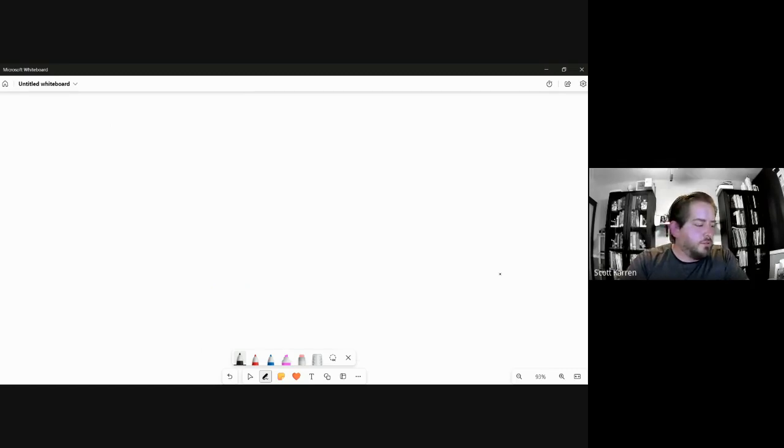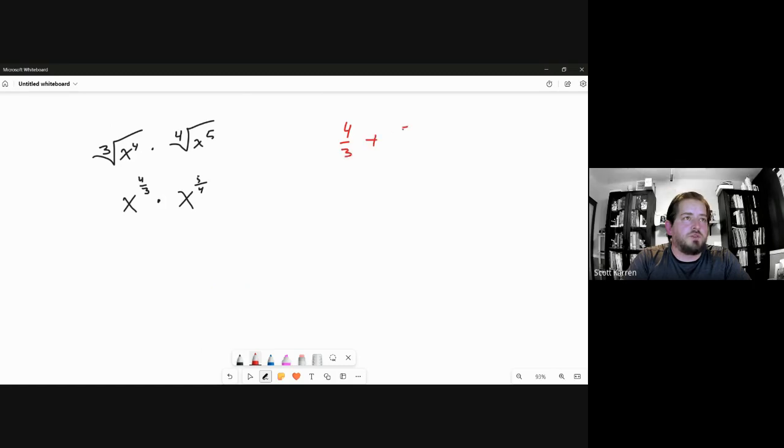So let's say I have, I don't know, the 3rd root of x to the 4th. And I want to multiply that by the 4th root of x to the 5th, we'll say. Once again, the very first thing I want to do is turn these into rational powers. So this is x to the 4/3 power. That gets multiplied by x to the 5/4 power. And then really I'm just interested in what happens when I try to add 4/3 and 5/4.